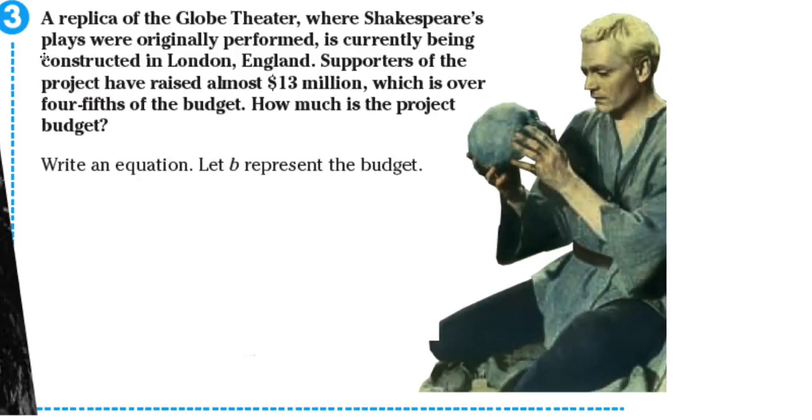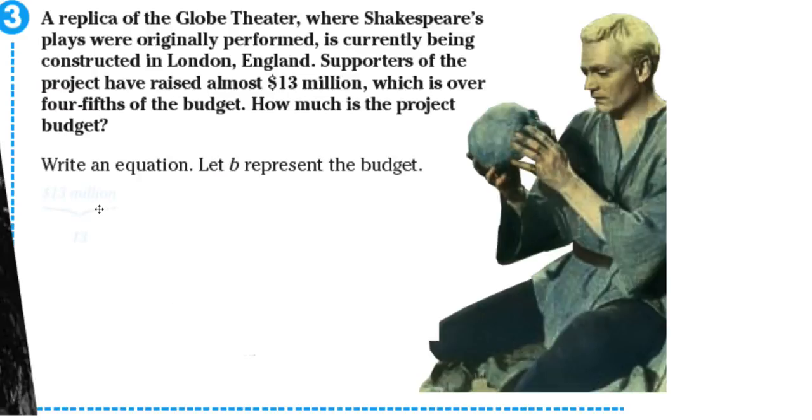Example number 3. A replica of the Globe Theatre, where Shakespeare's plays were originally performed, is currently being constructed in London, England. Supporters of the project have raised almost $13 million, which is over 4/5 of the budget. How much is the budget? So we write an equation. Let B represent the budget because that's what the problem is asking for.